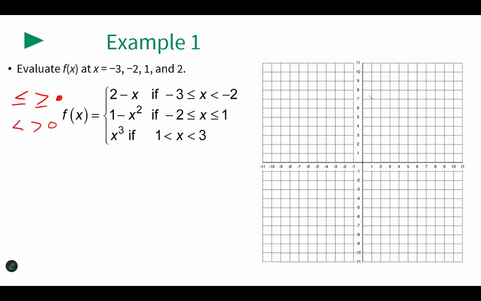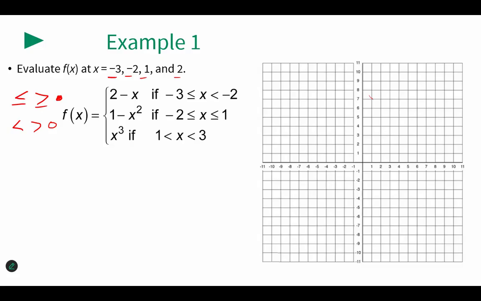In order to evaluate, you're going to choose... evaluating and graphing are different. When you're evaluating, you're only choosing which interval it's defined at to solve. When you are graphing, you have to test it at each interval. Does that make sense? Okay. So we're evaluating first, and then we're going to graph. It says first evaluate -3, -2, 1, and 2.